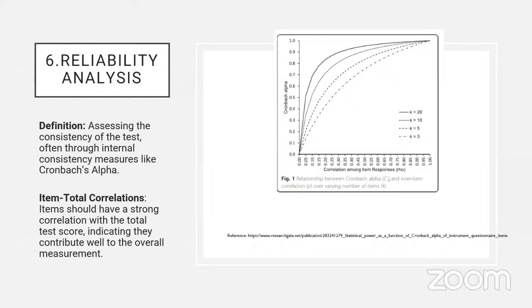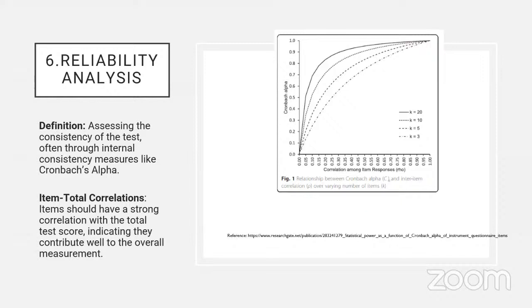Now we are coming to the reliability analysis. Reliability means consistency. So two types of consistency are there. One consistency is the time consistency. Another consistency is the internal consistency. Time consistency means test-retest reliability. And internal consistency means the items of the questionnaire are correlated with each other.